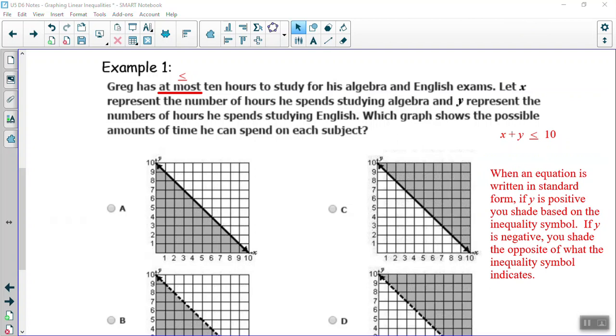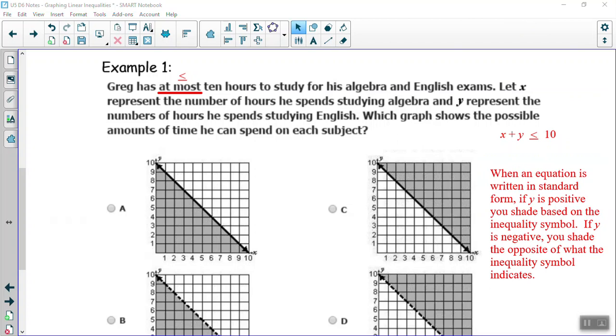So this is just kind of a key piece of information that you really need to store in your memory. Make sure you go back and study this, because this will help you out when you're looking at equations that are in standard form, and how you would graph them, and how you would determine their shading.